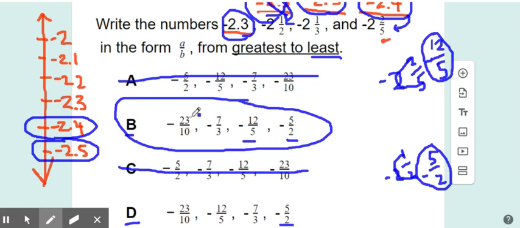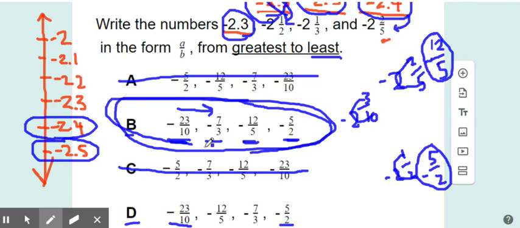I could keep going to figure out that the greatest number is in fact negative 2.3, and negative 2.3 is negative 2 3/10. If I use the C method to make it improper, 10 times 2 is 20, 20 plus 3 is 23. So as you can see, negative 23 tenths is listed first because it is the greatest number. So here's the greatest number, and then you go down, right? These numbers get smaller. Negative 23 tenths, negative 7 thirds, negative 12 fifths, negative 5 halves.